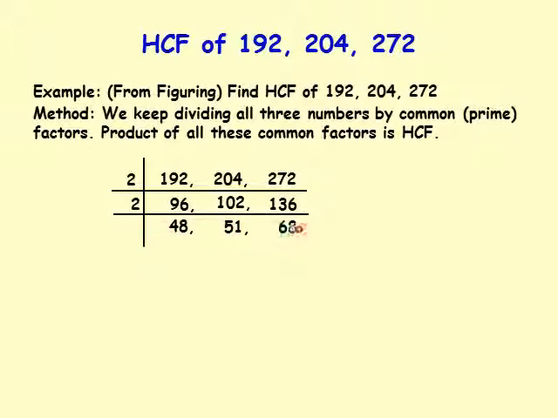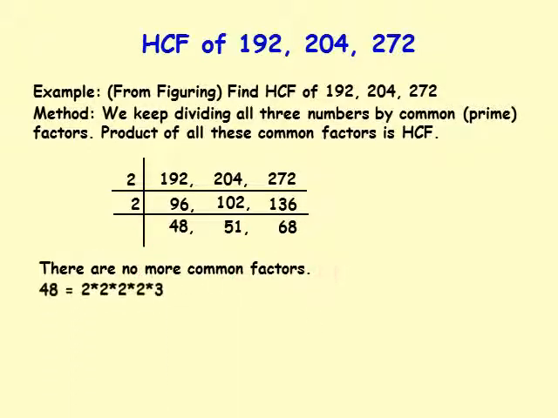Is there any common factor here? Let's discuss that. There are no more common factors. Let's find out. 48 is equal to 2 times 2 times 2 times 3, which is 16 times 3. And 51 is 3 times 17. 5 plus 1 is 6, which means this number is divisible by 3, and it is 3 times 17. So in 48 and 51, the common factor is 3.